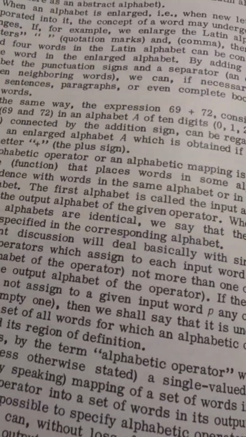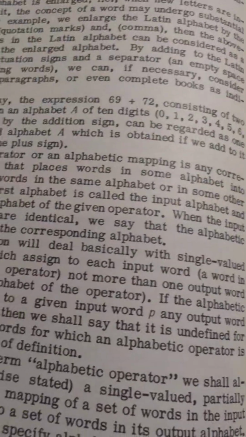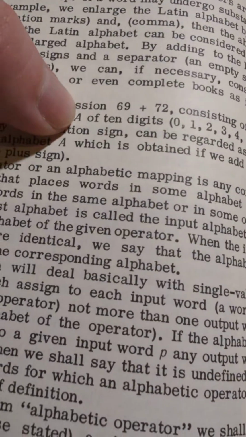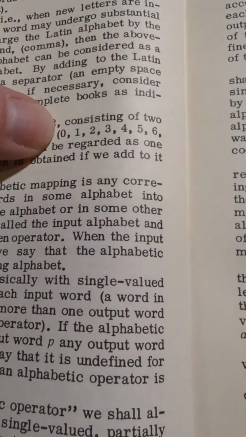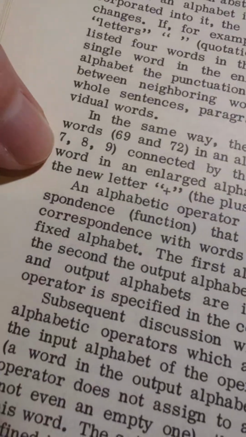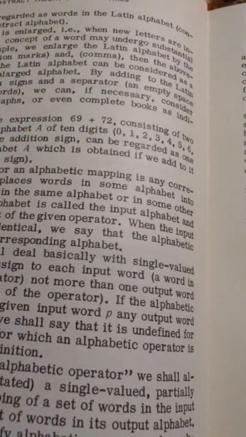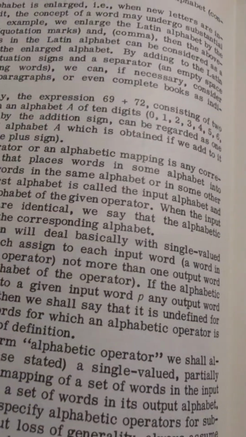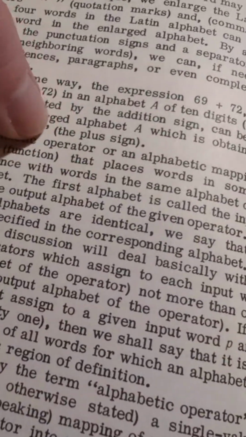What is this? In the same way, the expression 69 plus 72, consisting of two words, 69 and 72, in an alphabet A, for alphabet, I guess, of 10 digits, 0, 1, 2, 3, 4, 5, 6, 7, 8, 9, connected by the addition sign, can be regarded as one word in an enlarged alphabet A, which is obtained if we add to it the new letter, the plus sign.